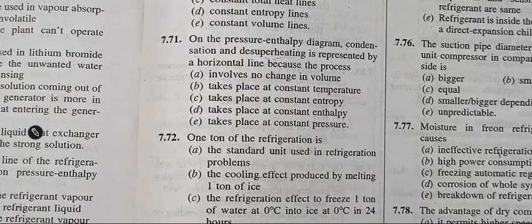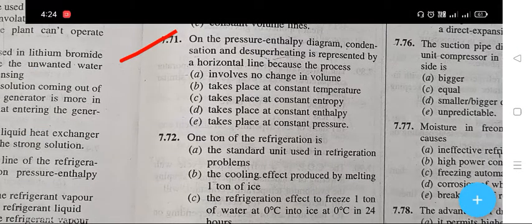Next question is, on the pressure enthalpy diagram, condensation and desuperheating is represented by a horizontal line because the process. The right answer is E, that is your takes place at a constant pressure.